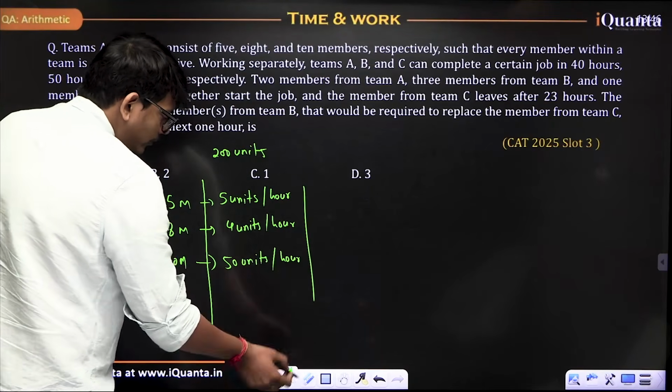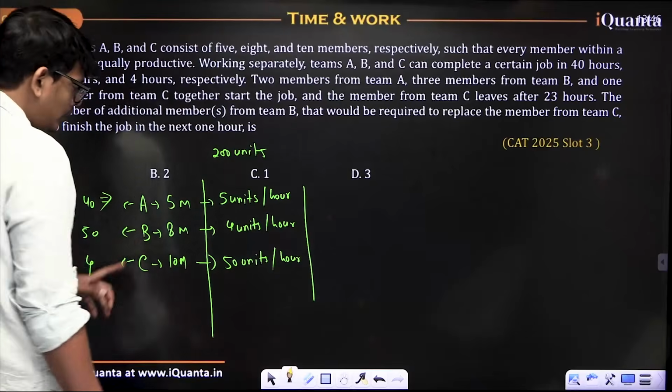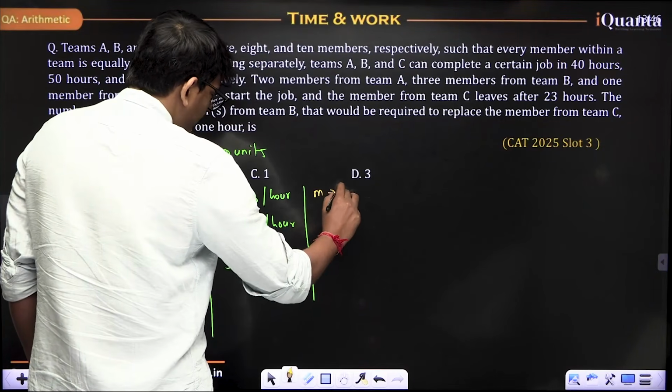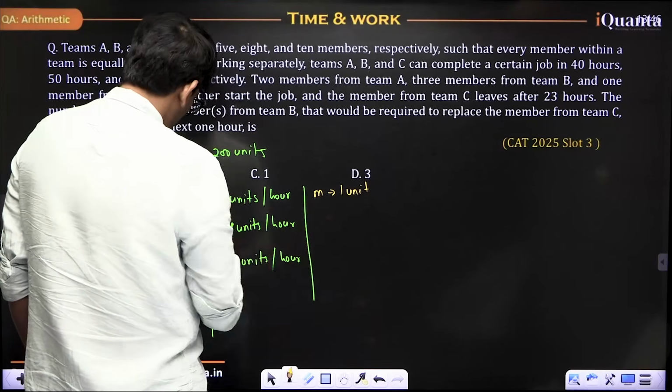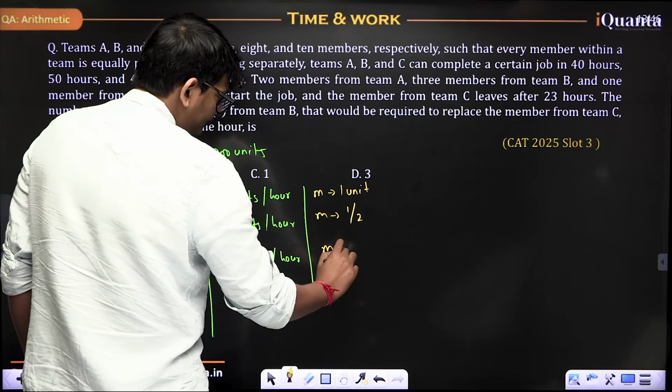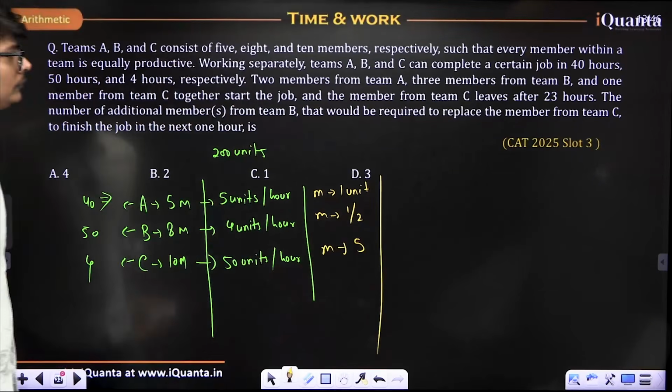Now we can find out the individual efficiency also. Every member of team A has efficiency 1 unit. Here 1/2. Here 5. Okay, next.